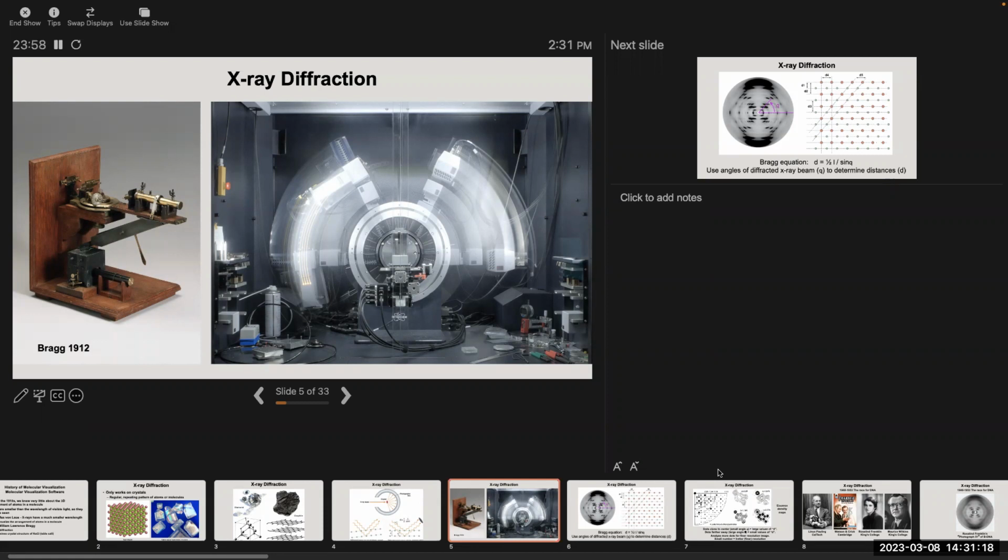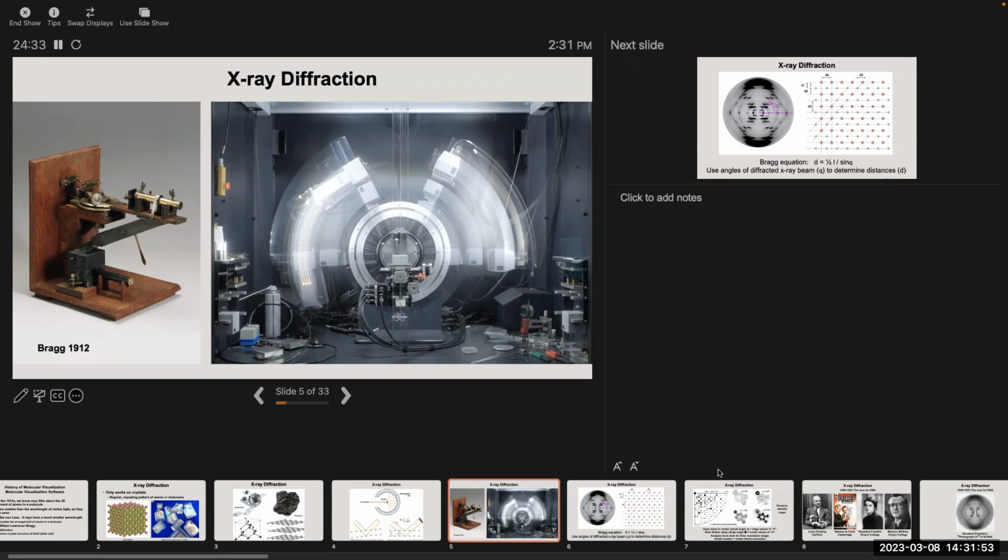But it had everything it needed. It had a source of X-rays, it had a place to put a crystal, and it had a place to put a piece of photographic film to detect the diffraction of the X-ray beam. On the right is a more contemporary one, which actually looks like a piece of sophisticated scientific apparatus. The round circular thing in the middle is the chamber that would be lined with a piece of photographic film.